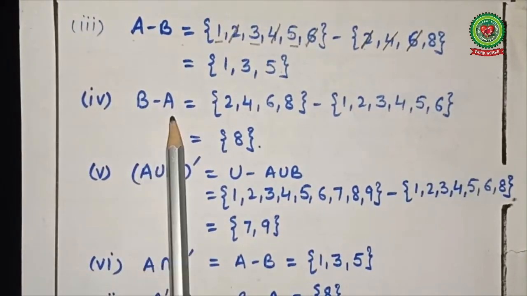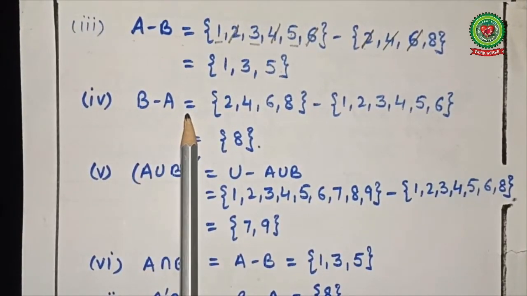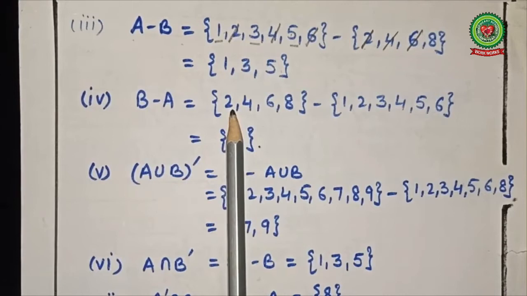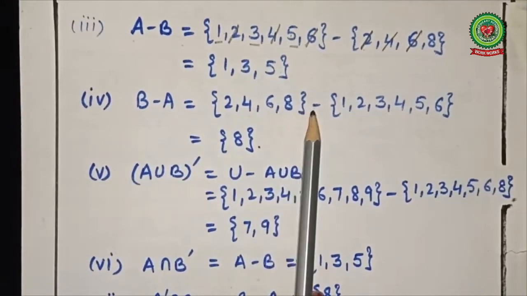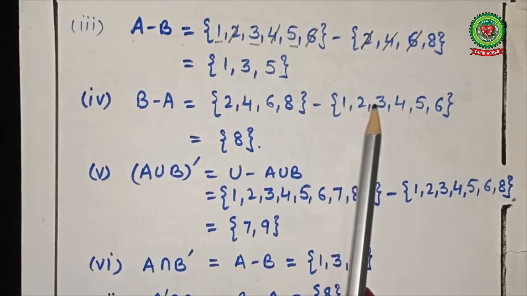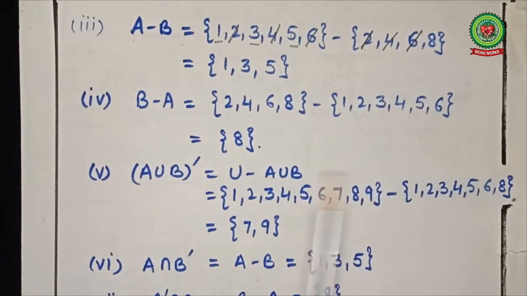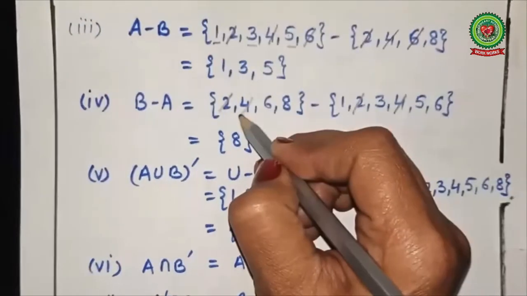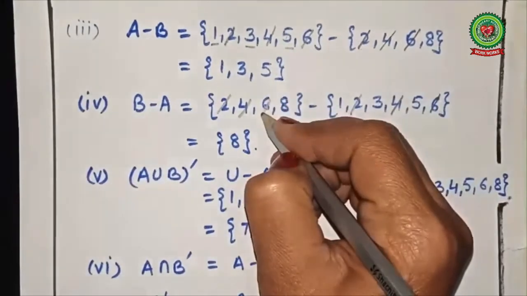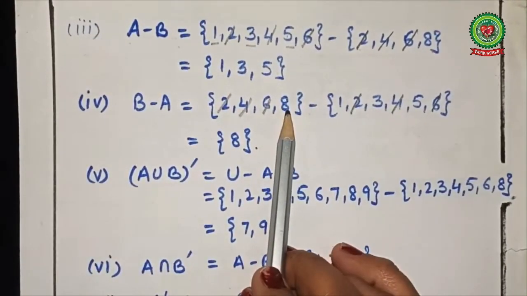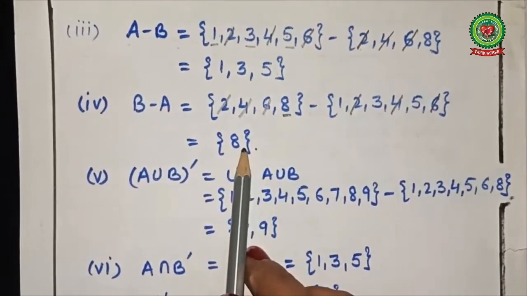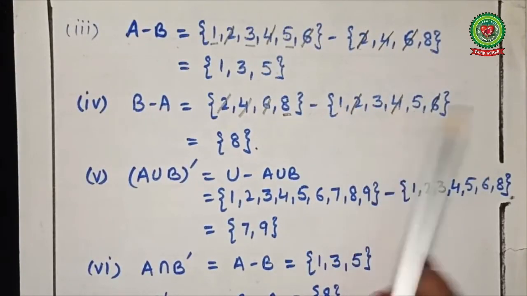Next, we have to find B minus A. Now, we have to subtract the set A from B. So, we have to write down set B first. 2, 4, 6, 8 minus set A, that is 1, 2, 3, 4, 5 and 6. So, here 2 will be subtracted. Then 4 will be subtracted. Then 6 will be subtracted. So, we are left out with the element 8 only in the B set. So, answer will be 8. We will not write down the elements of set A that are remaining there.